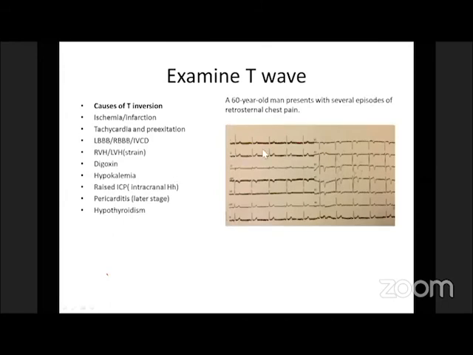This ECG is taken from a 60-year-old man presented with several episodes of retrosternal chest pain. Again, there is T inversion in the anterior leads from V1 to V5. If you have a patient with chest pain and with this ECG, there is high possibility of a cardiac insult. So you have to put the cardiac origin of chest pain at the top of the differential diagnosis.